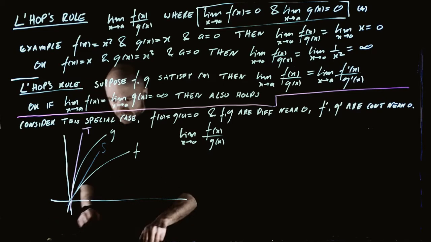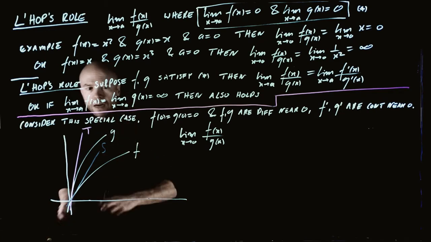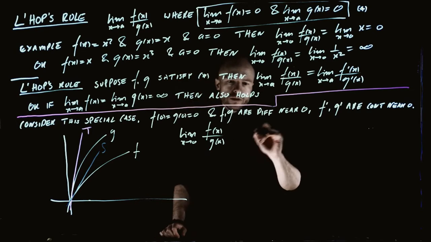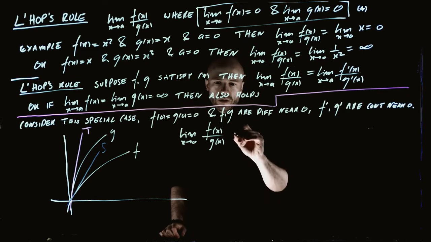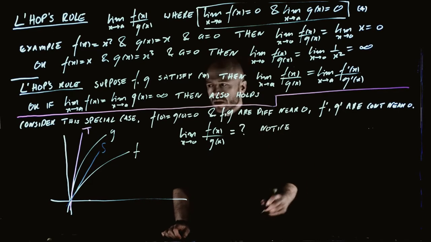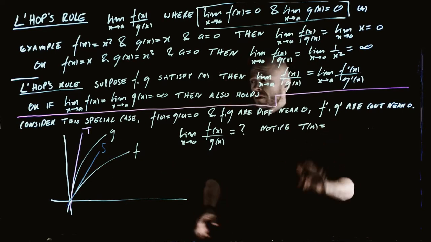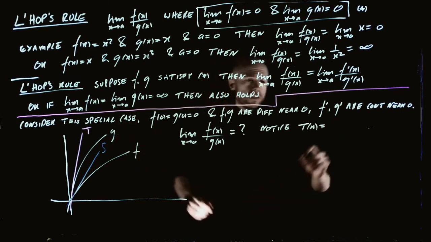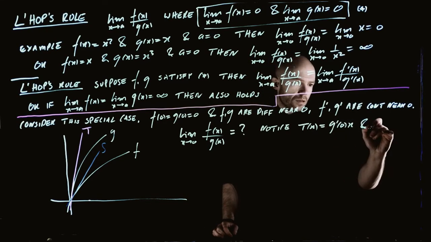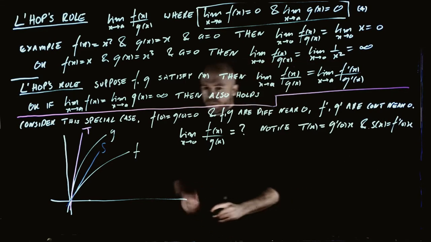Then these tangent lines are pretty easy to figure out, right? Because we have a differentiable function. We're going through this point 0, 0. So notice that t of x is just this linear function going through 0. So it's just going to be determined by its slope, which is determined by the derivative of g at 0. So it's just given like this. And s of x is f prime of 0 times x, right?